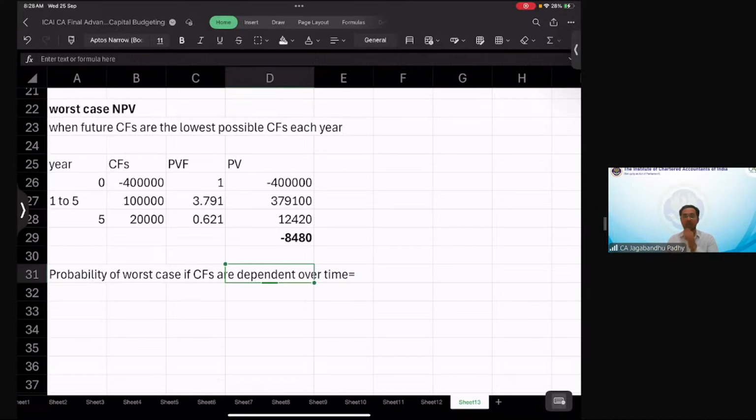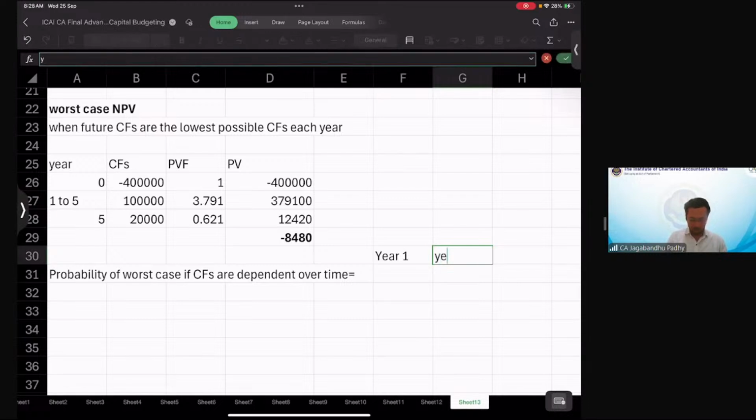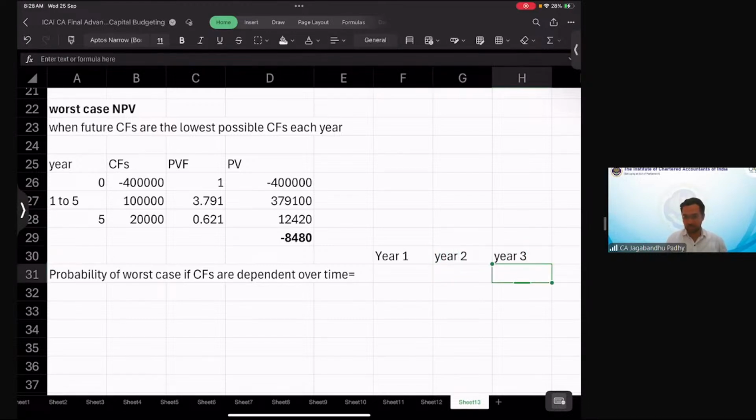Okay, what do you mean by dependent over time? Dependent over time means if you get a worst cash flow in first year, you will have a worst cash flow even in the second year and even in the third year. So dependent means if you get a worst cash flow in the first year, all the subsequent years are also going to be worst cash flow. So in that situation, what is the probability that you will have the worst possibility in year 1, in year 2, and in year 3?